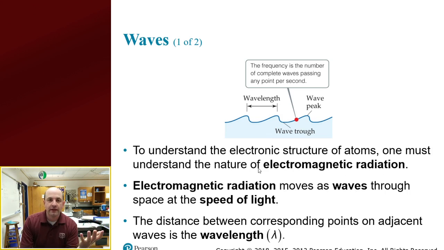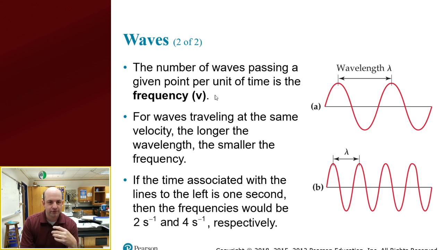And so every wave will have a wavelength, from top to top or trough to trough, or just from the same point to the next point on the next wave. That's the wavelength. We also have a frequency, where if you pick any point, how many complete waves go through in any second. So the number of waves passing through a given point is the frequency in a unit of time. So we usually use per second.